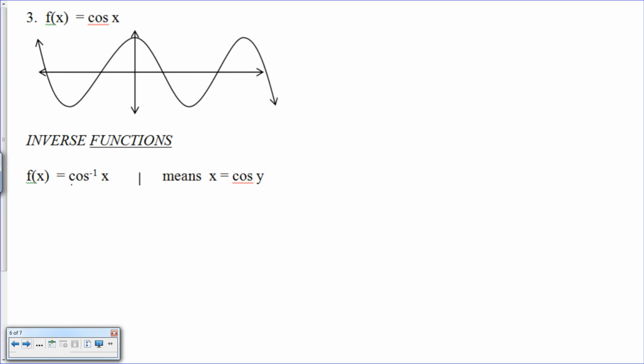Well, I want to graph two inverse functions. I'm actually going to do 4 things. I'm going to start with f of x equals cosine x, graph the inverse of the cosine x, and then I'm going to do the same thing for the tangent. And that will wrap up what we're going to look at today.